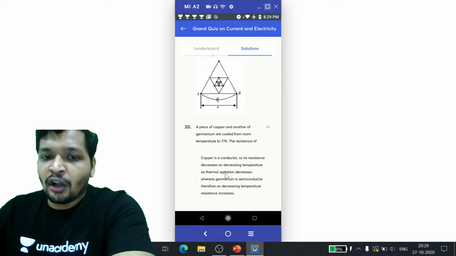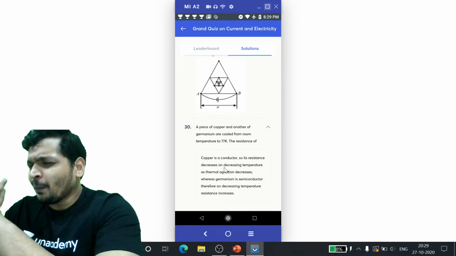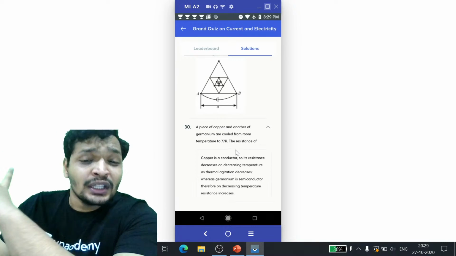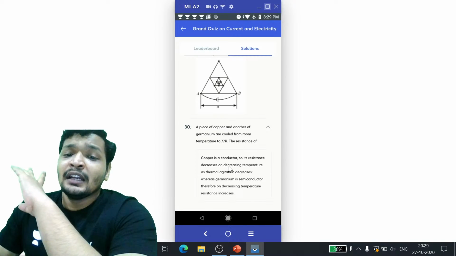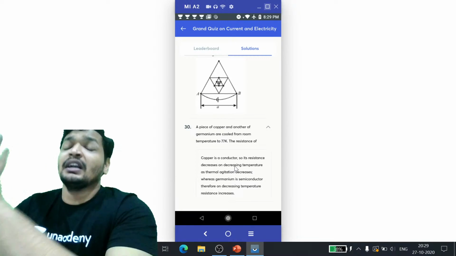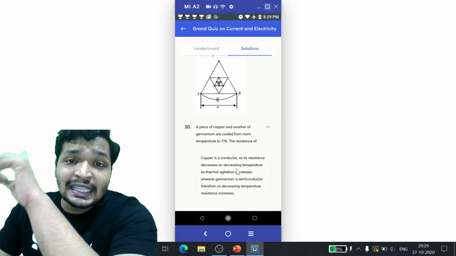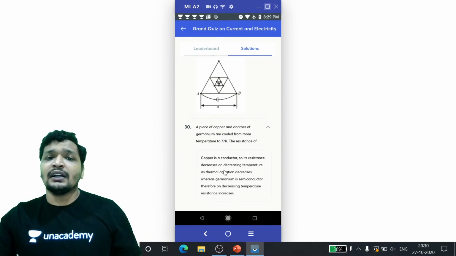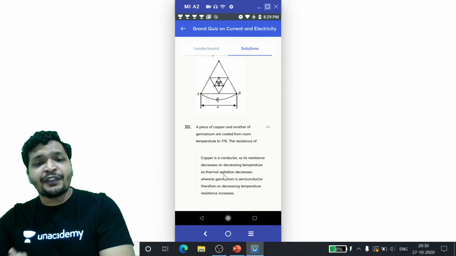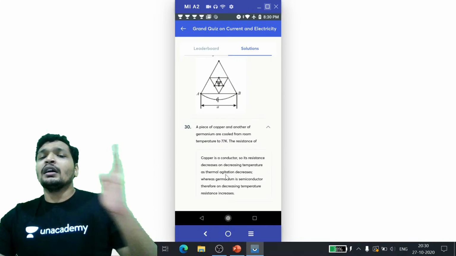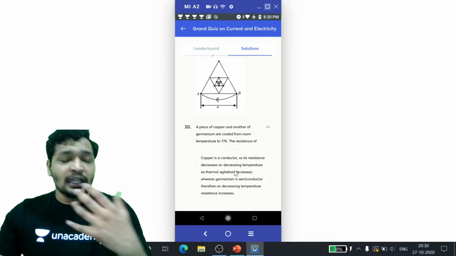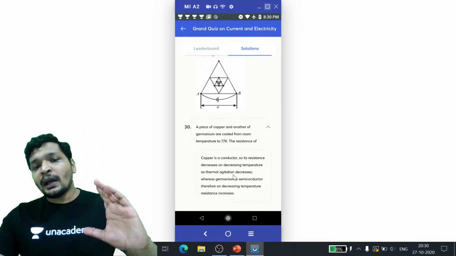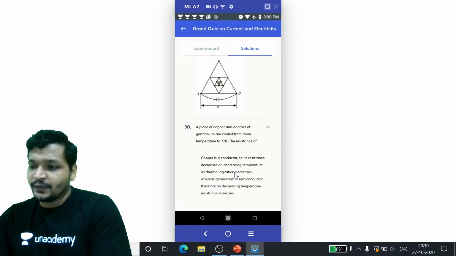Don't worry about it. So copper is a conductor. When you're heating it, its resistance increases. When you're cooling it down, its resistance decreases. Again, I'm repeating it, notice it in your paper. It often happens that students know the concept, but they make a mistake. Whereas germanium, when you're taking it to 77 Kelvin, 80 Kelvin, what happens? Carriers start freezing out. All the hole and electron pairs start freezing out. That means there is no movement of conducting charges in those semiconductors. Hence, its resistance will increase.